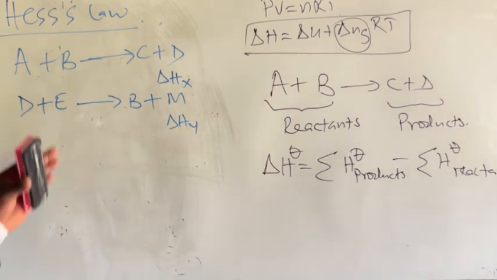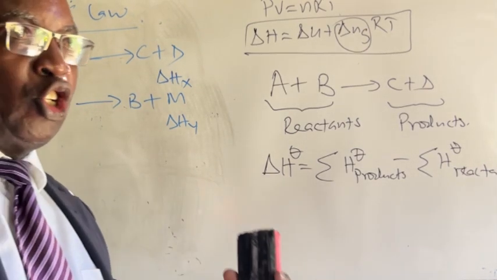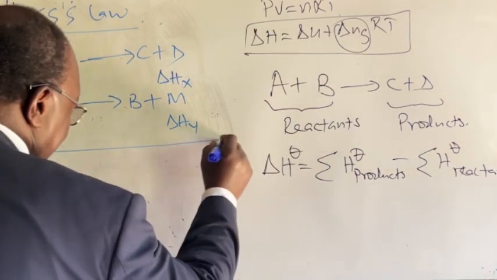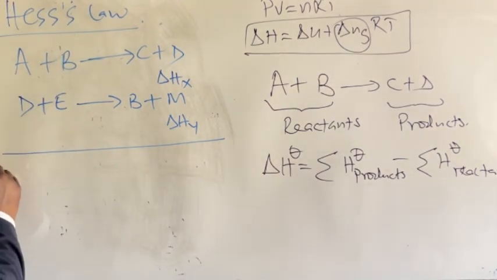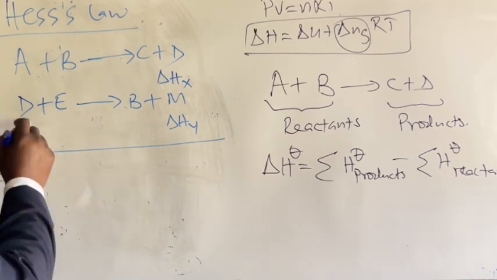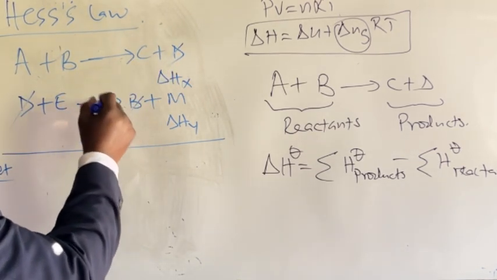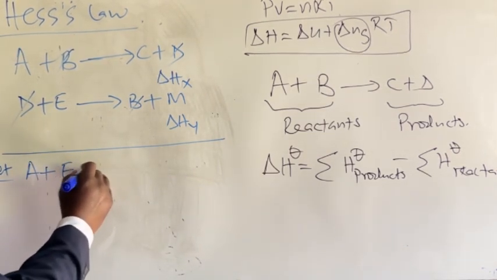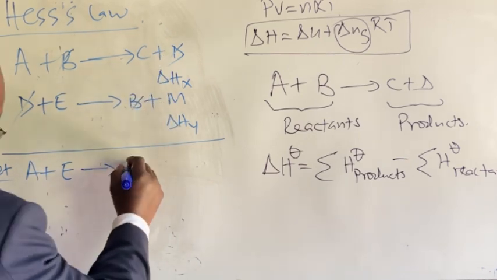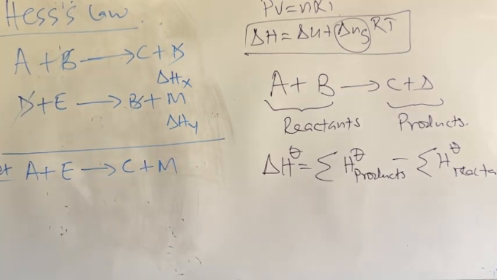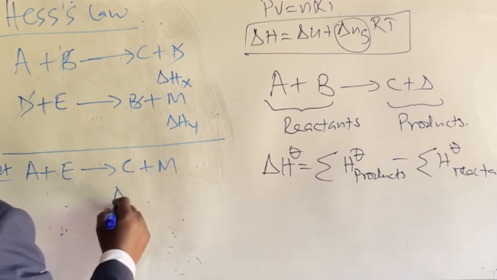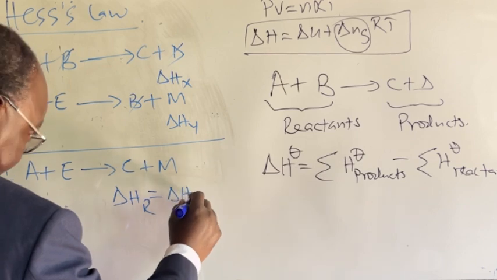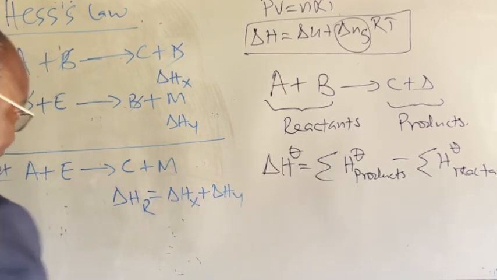Now, since H is a state function, depending only on the initial and final values of the state of the system, we can actually add these two reactions so that we have the net reaction, where the D will cancel with the other D and the B will cancel the other B. So the net reaction is A plus E forming C plus M. And what about the enthalpy? You simply add them. So the enthalpy for this reaction, delta HR, will simply be delta HX plus delta HY.